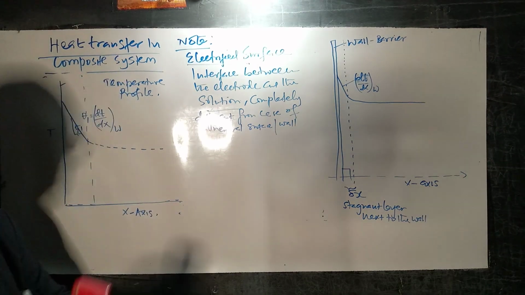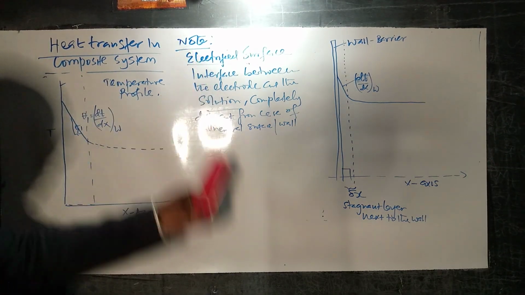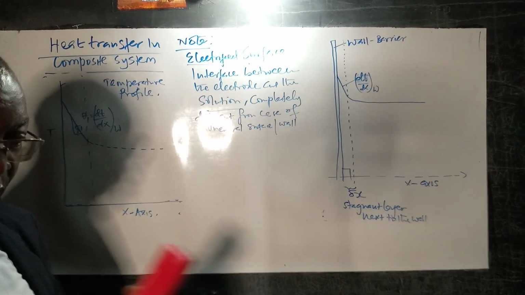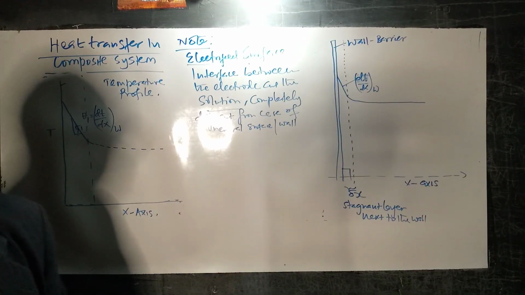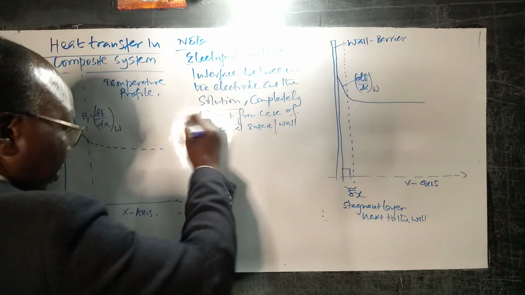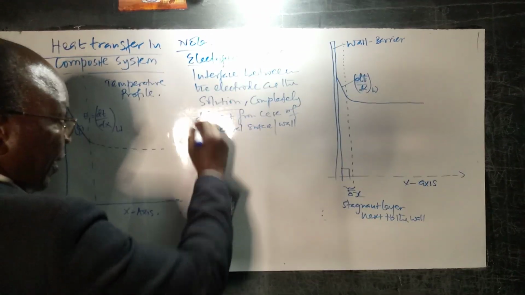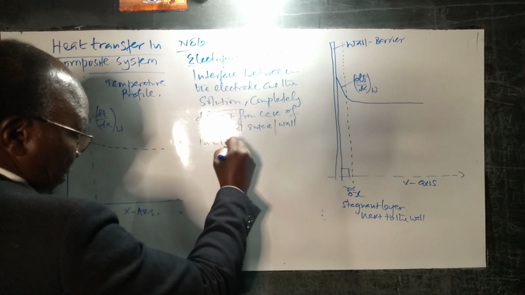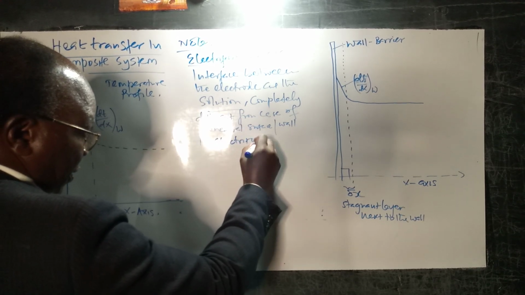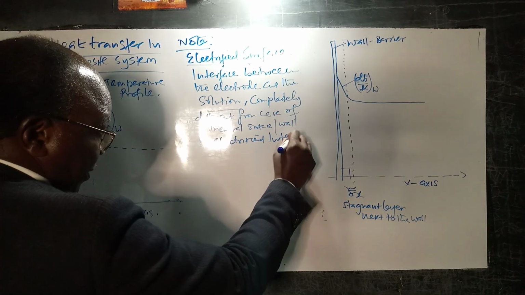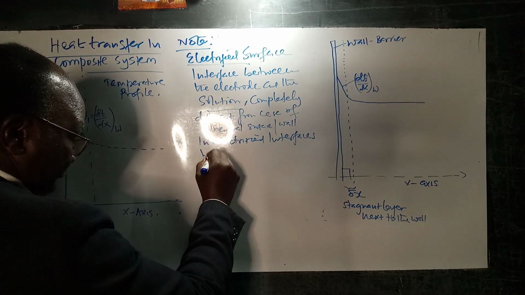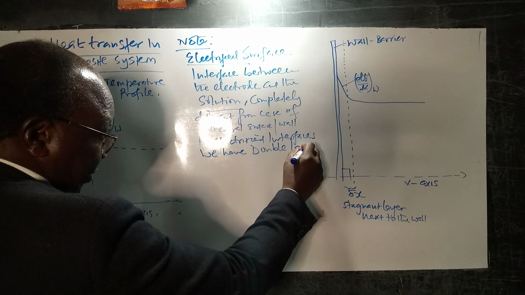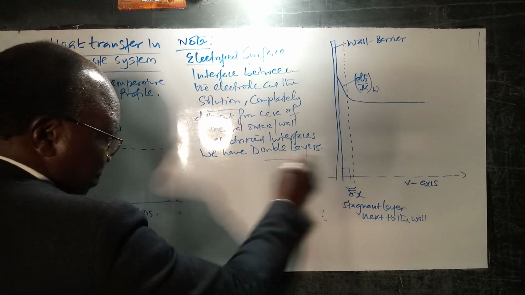And so it's good to know that if, suppose this was an electrode surface and we had a solution, then you'd have what is called the double layer. So in electrified surfaces, we'll see double layers. In interfaces, we have double layers. And that's in passing.